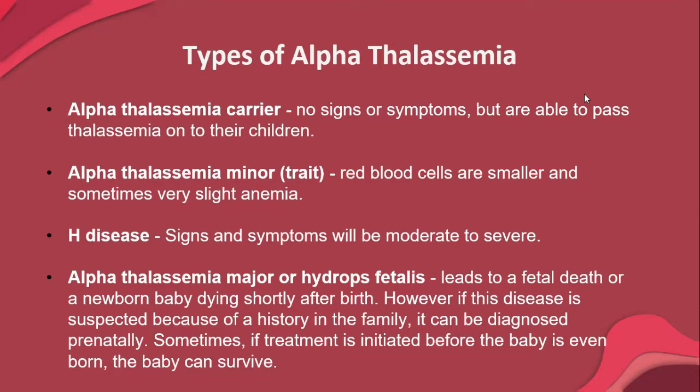For each disease, signs and symptoms will be moderate to severe. Three genes are missing in each disease. And for alpha thalassemia major, or hydrops fetalis, there are four genes missing. So this may lead to a fetal death or a newborn baby dying shortly after birth.